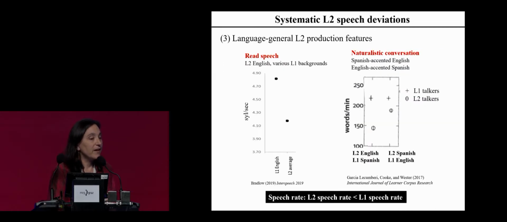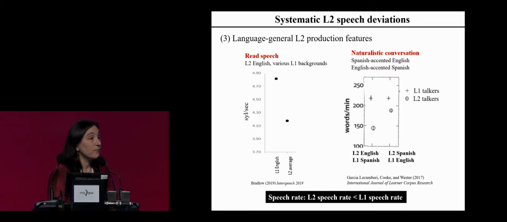Now finally, a final source of systematicity in L2 speech production comes from features of producing second language speech that are general regardless of the L1 and L2 involved. This is just difficulties with producing a second language. And of course, the most salient of these is speaking rate. L2 speech is always slower than L1 speech. Here are two illustrations of this effect.